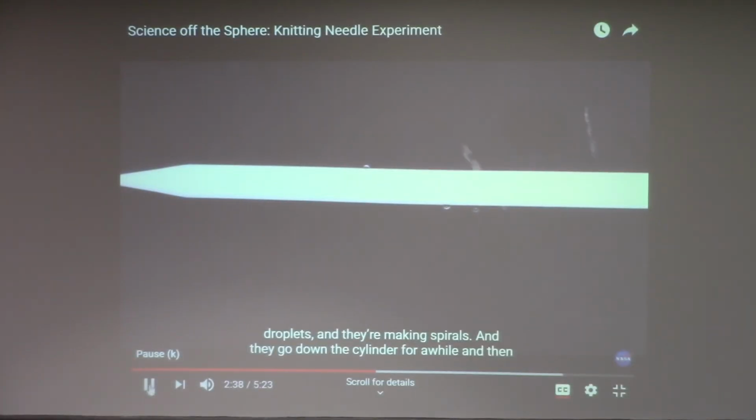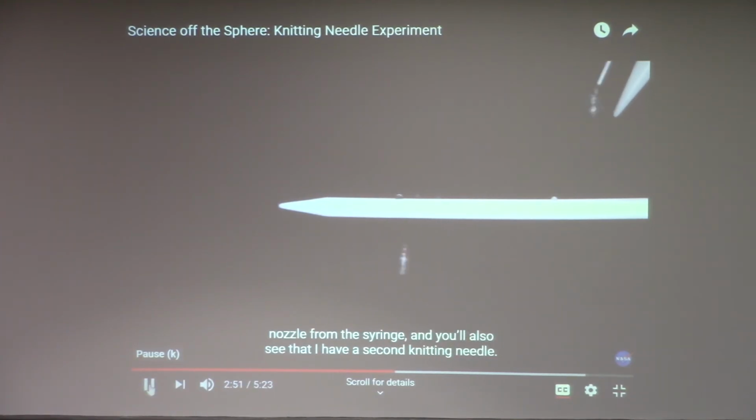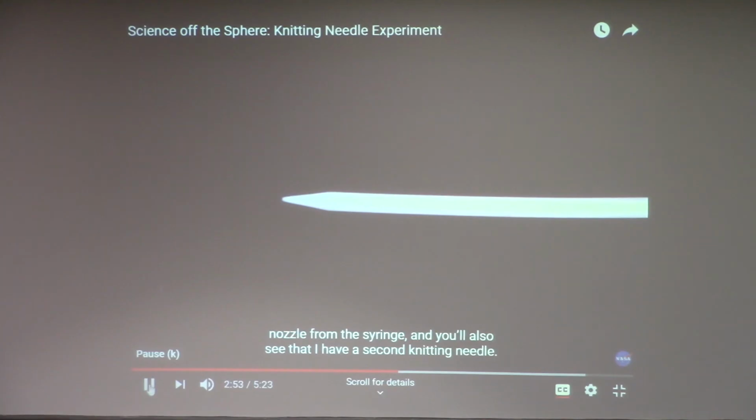And here you see a bunch of little tiny droplets, and they're making spirals. And they go down the cylinder for a while, and then they'll reverse their direction and spiral back. Now, if you look closely up in the upper right-hand corner, you'll see the injection nozzle from the syringe, but you also see that I have a second knit needle, actually a third knit needle.